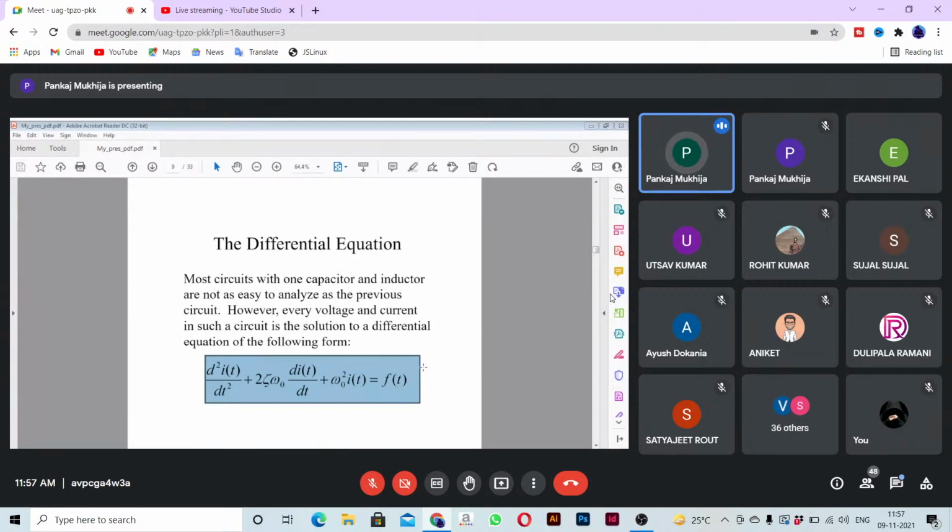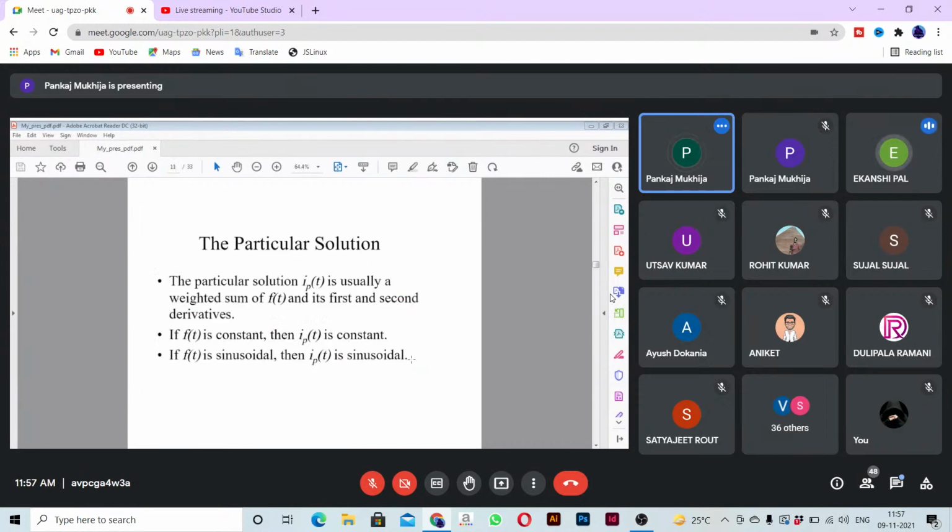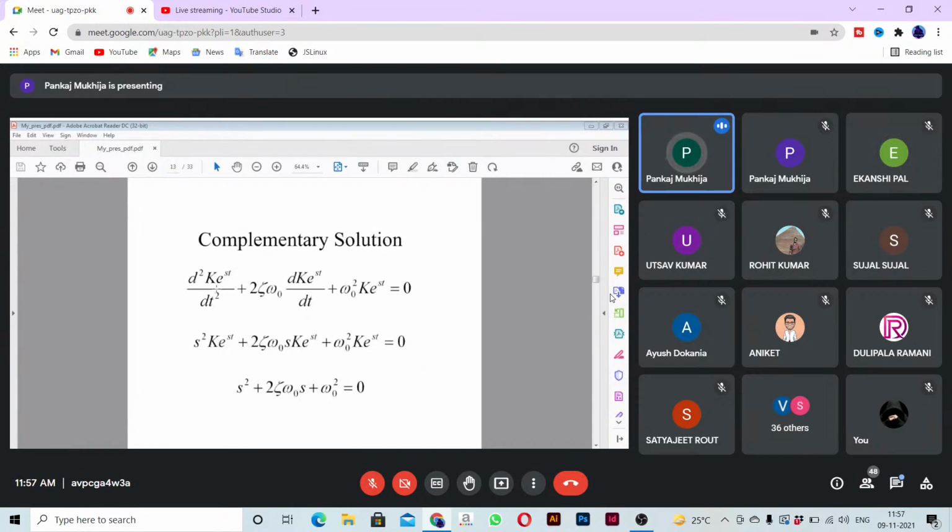If it is a solution of the homogeneous differential equation, then that solution should satisfy this equation when f(t) equals 0. So that is what we will do. I'm putting IC in the differential equation wherever there was I, and IC is K E^(St). Finally this leads us to this equation: s square plus 2 zeta omega 0 s plus omega naught square equal to 0.